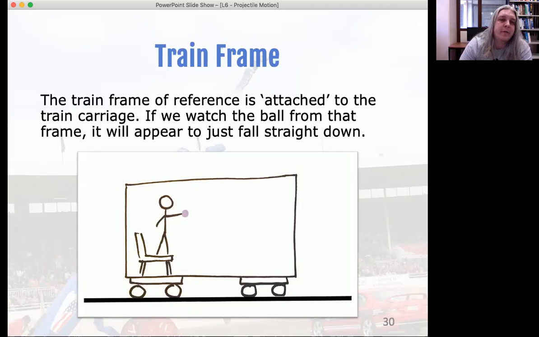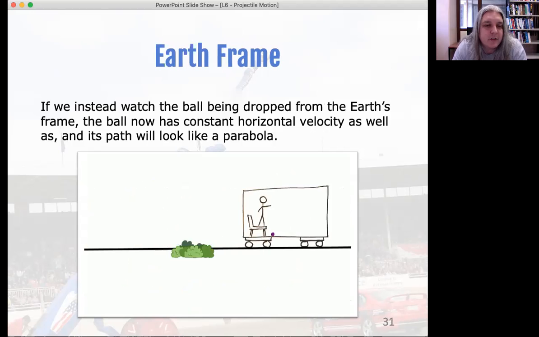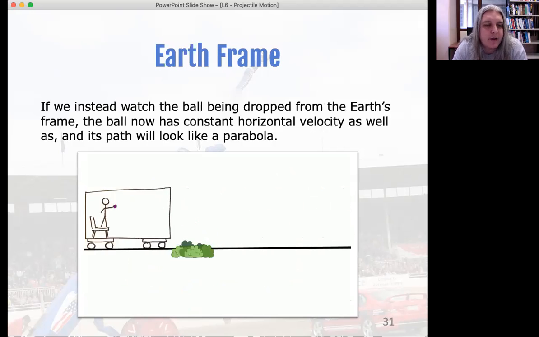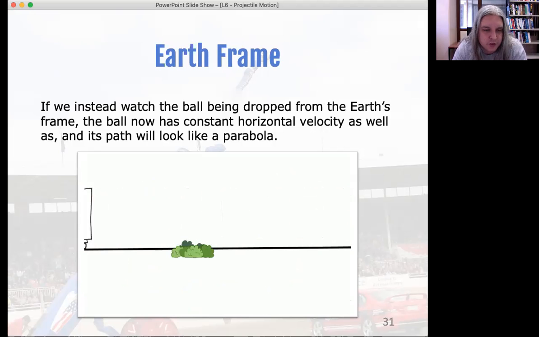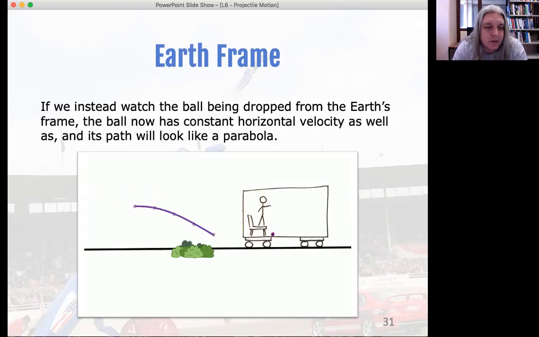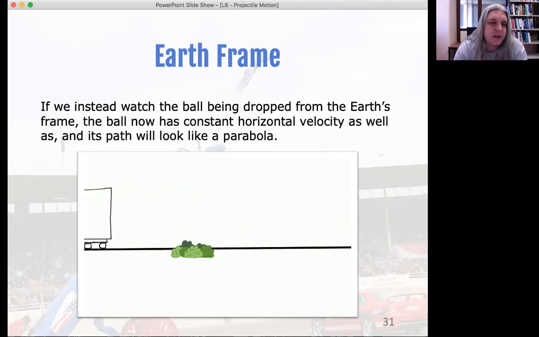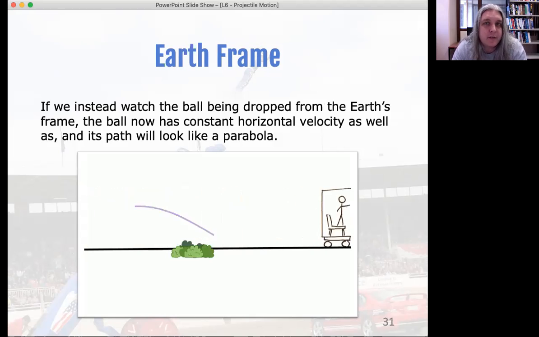In the Earth frame of reference, I've made this animation. It's not quite as smooth as I'd like, but I've added the second loop through. You'll see that the line forms showing you the path of the ball, and that is our parabola that we have been talking about, right? So we get a parabola because now that we're in the Earth frame of reference, the ball has a horizontal velocity as well as the vertical acceleration when it is released. So in the Earth frame of reference, we get that parabolic motion that's typical of projectiles.